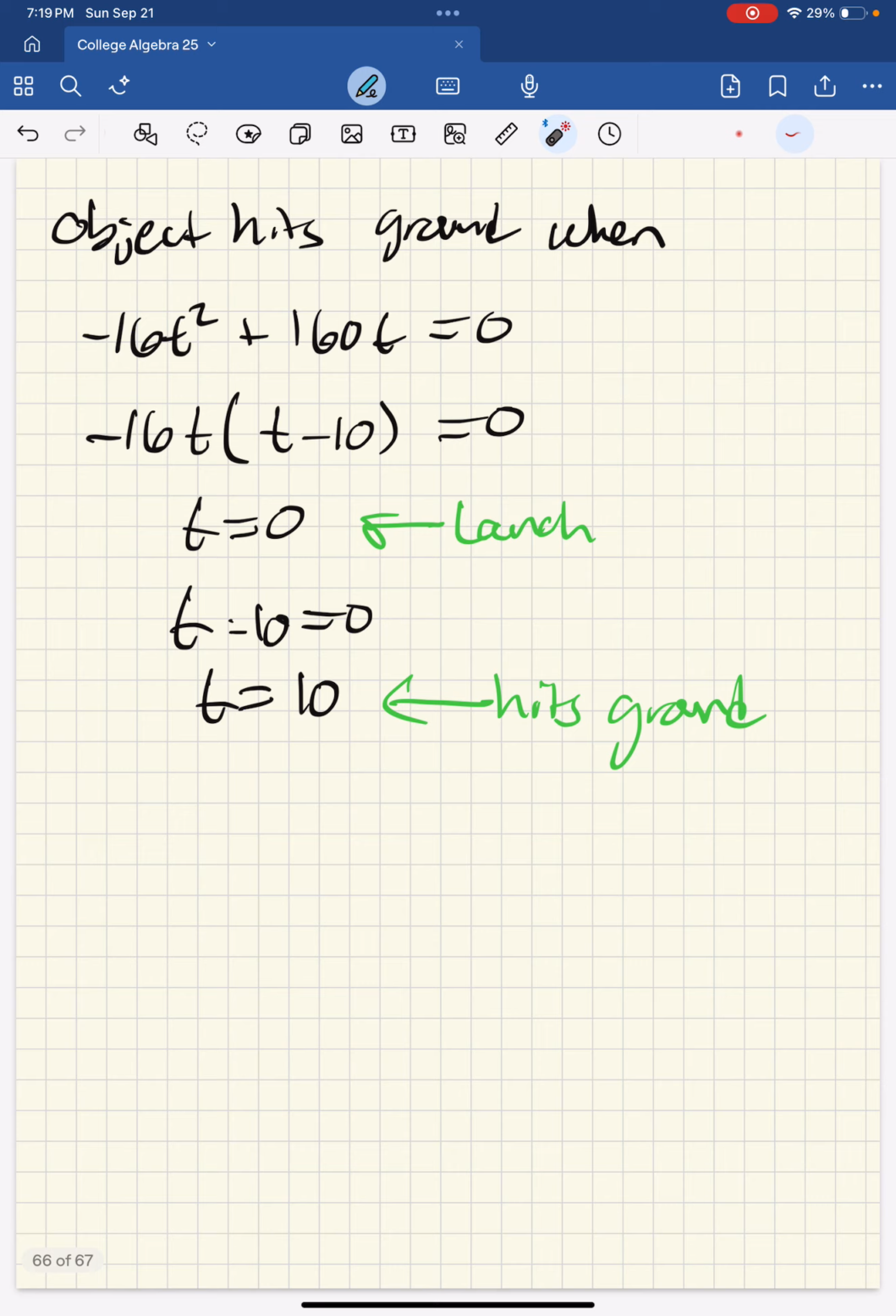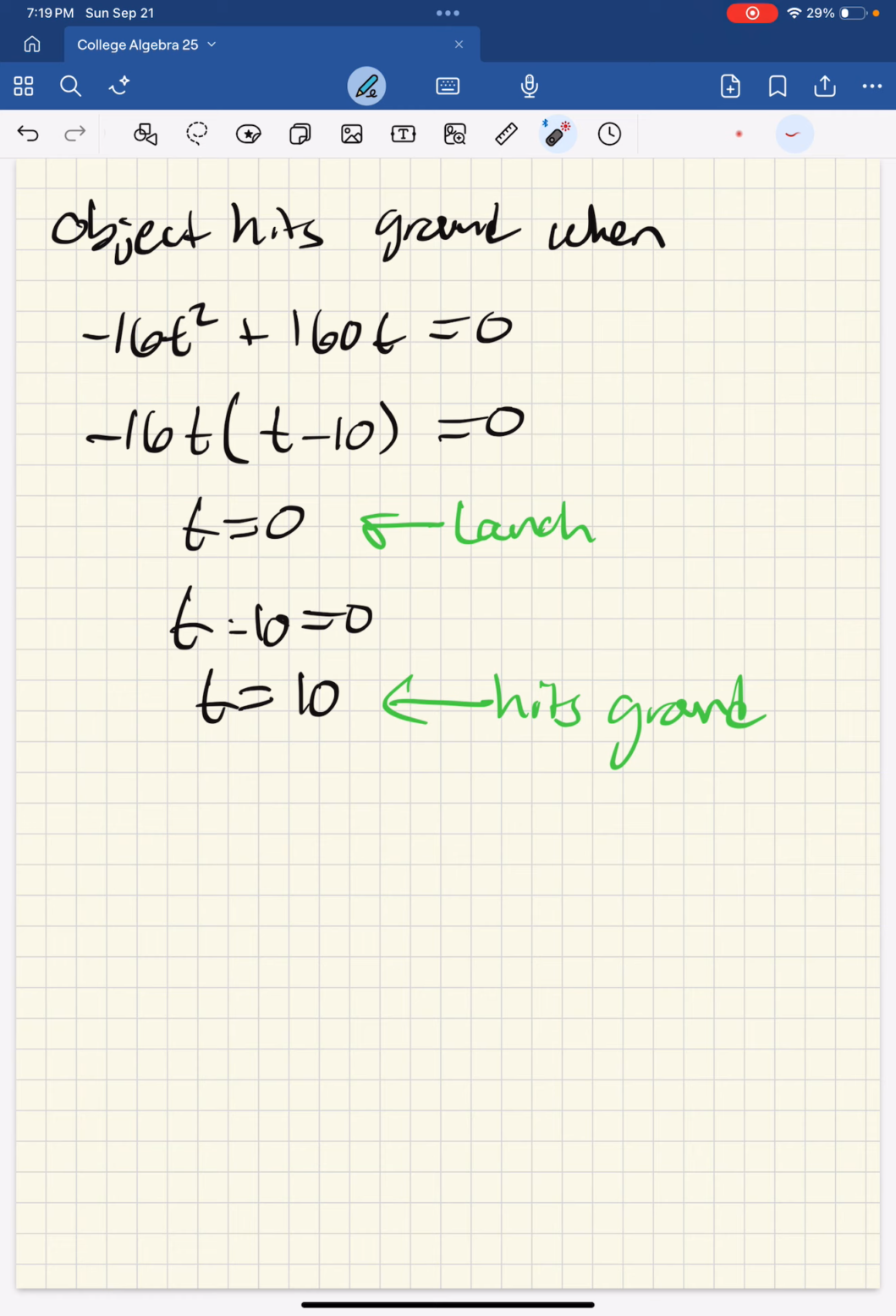And then let's answer that question about when the object hits the ground. The object hitting the ground means that height is 0, so s equals 0. We can solve this by factoring. Factor out the GCF of negative 16t, and we're left with t minus 10.